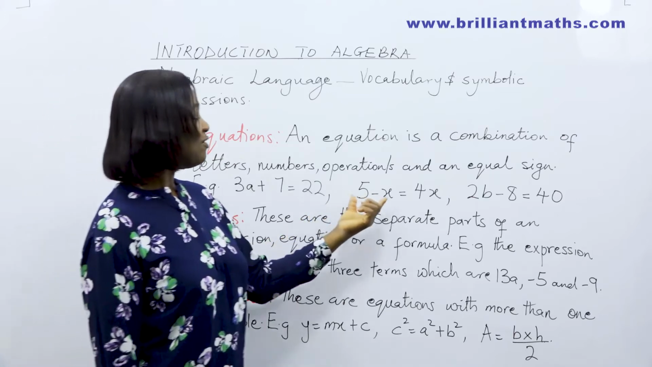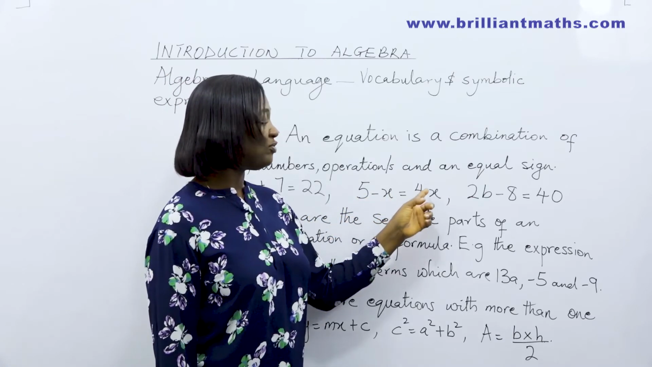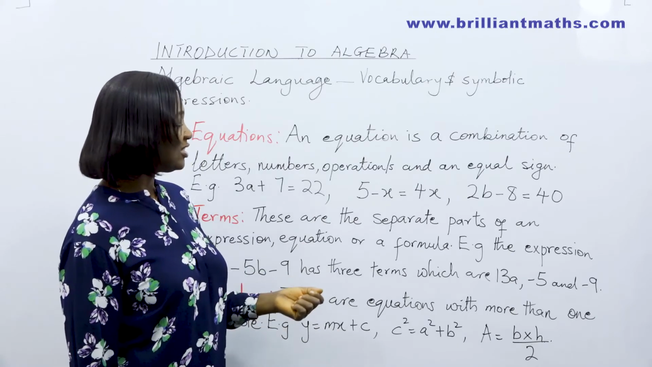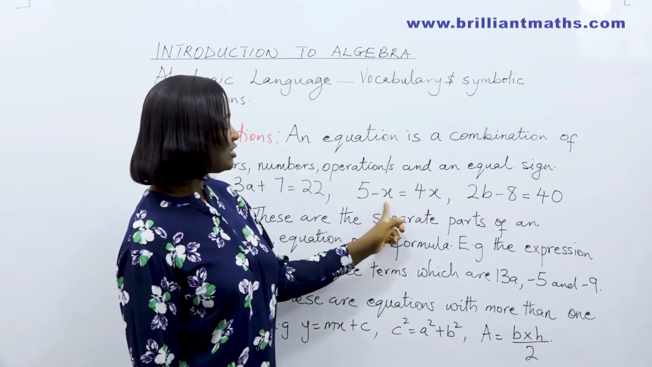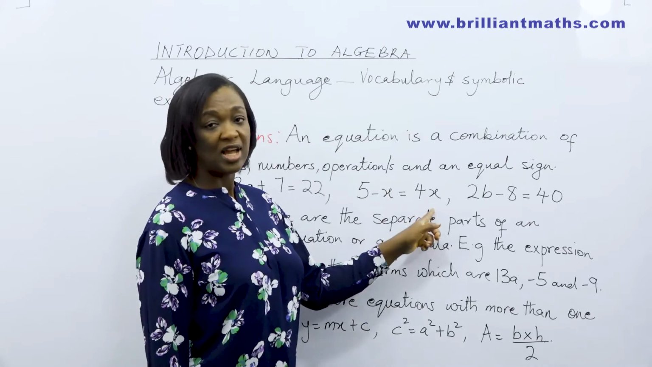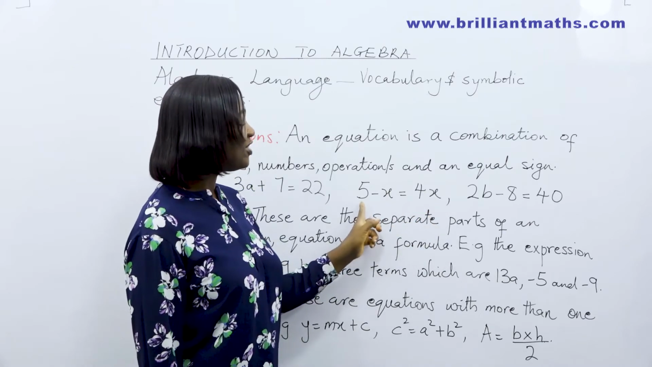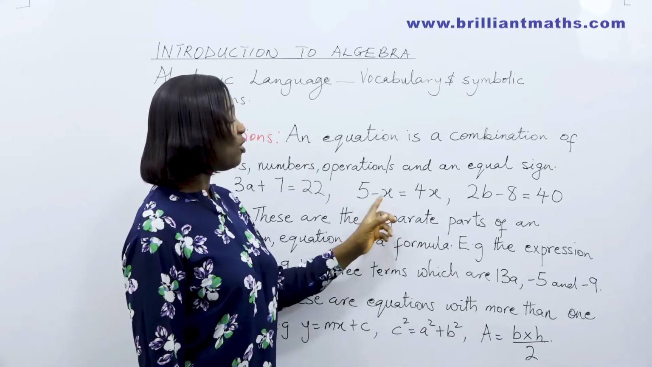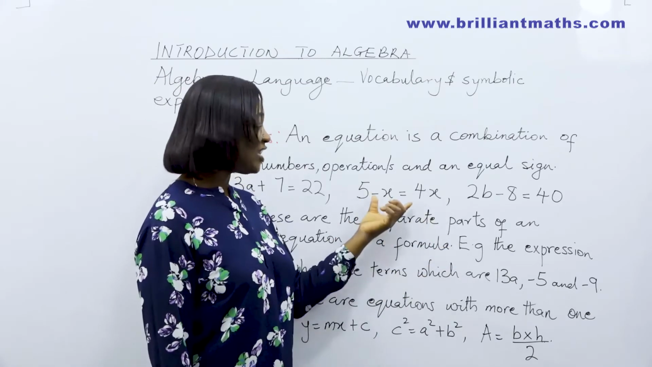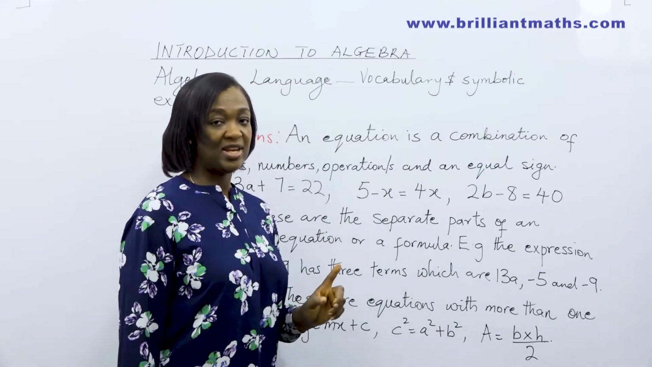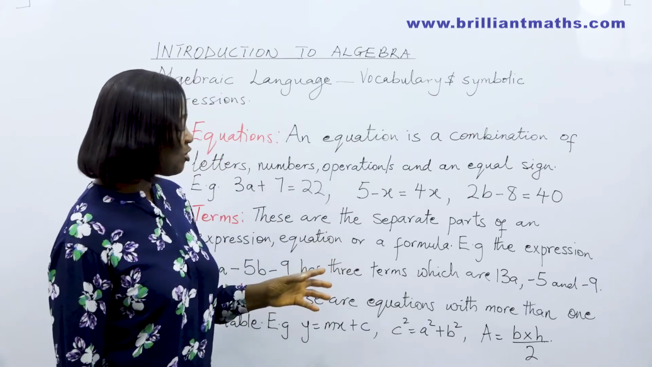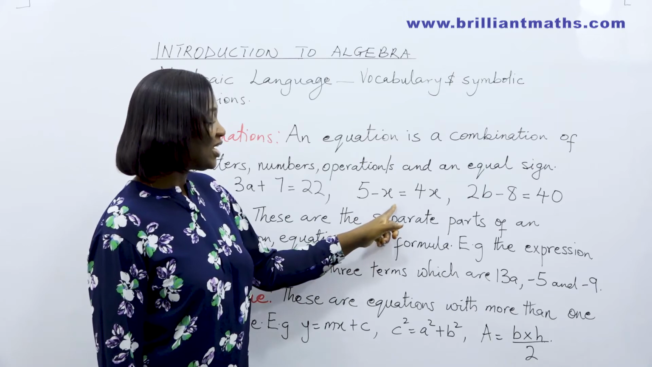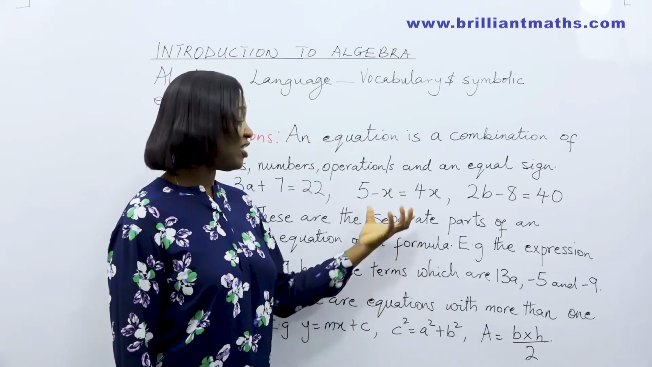Another one is 5 minus x is equal to 4x. What is the value of x? If we take x from this side of the equation to the other side, it becomes 5 is equal to 4x plus x. So 5 is equal to 5x. So here the value of x is 1. And to show that that is correct, 5 minus 1 is equal to 4, because the value of x is 1.